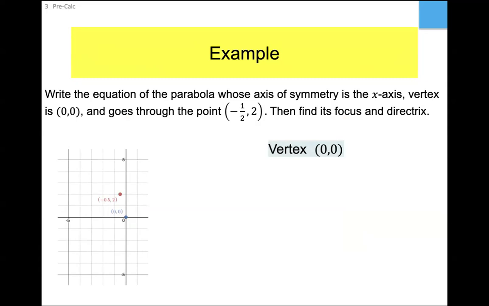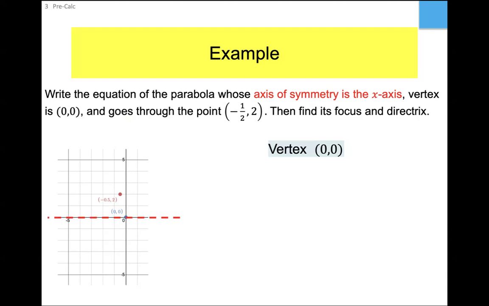So the only way it would go through that red dot is if it opened up or it opened to the left. And the question is, which one is it? To figure out which one it is, we get this other bit of information right here. The axis of symmetry is the x-axis. And remember, the axis of symmetry cuts the parabola in half.